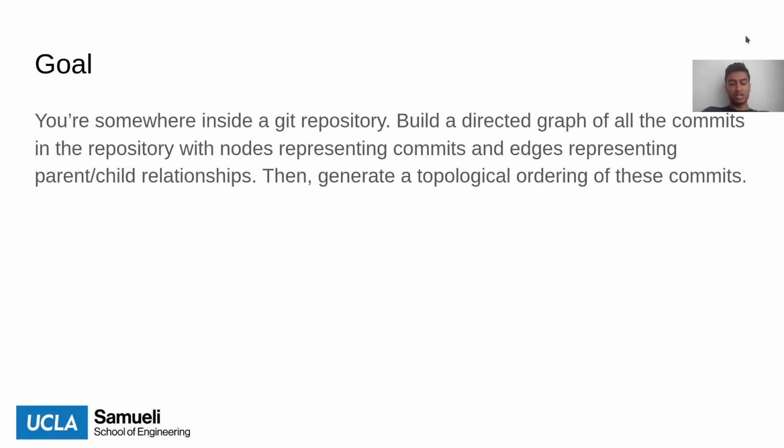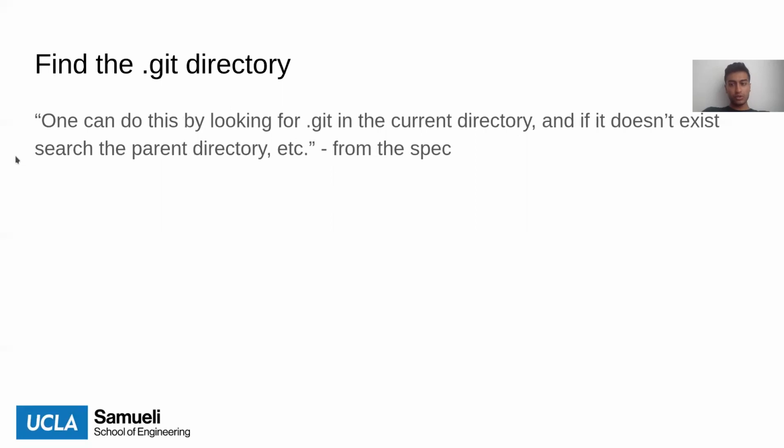Okay, so the goal of the assignment, hopefully you guys have already read the spec, is that you're somewhere inside a Git repo, and you're supposed to build a directed graph of all the commits in the repo with nodes representing commits and edges representing parent-child relationships. So basically, each node represents a commit and points to its children commits. And after you do that, you're supposed to generate a topological ordering of all the commits. Okay. So first step is finding the .git directory.